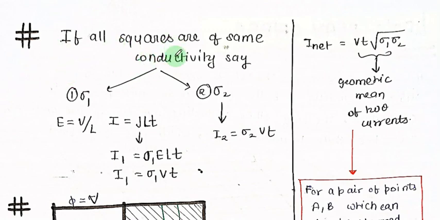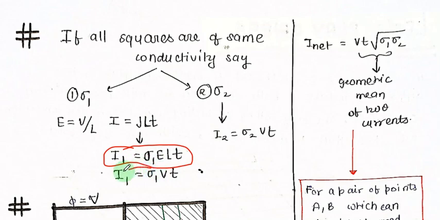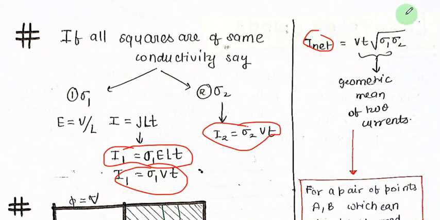Here we consider first that all the squares are of the same conductivity. First we will consider the square to be of conductivity sigma 1, and then we will consider it to be of sigma 2. If the square is of conductivity sigma 1, the current density passing through it is sigma 1 E, and if we multiply it by the area, we get the current. So I1 is equal to sigma 1 E L T, and E is equal to V by L, so we get I1 is equal to sigma 1 V T, and similarly for sigma 2 we get I2 is equal to sigma 2 V T. So the net current that passes through the chessboard is the geometric mean of the two currents.